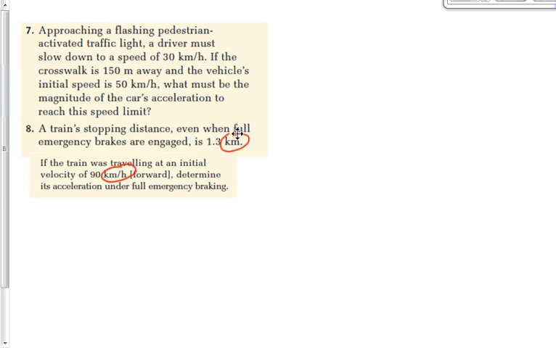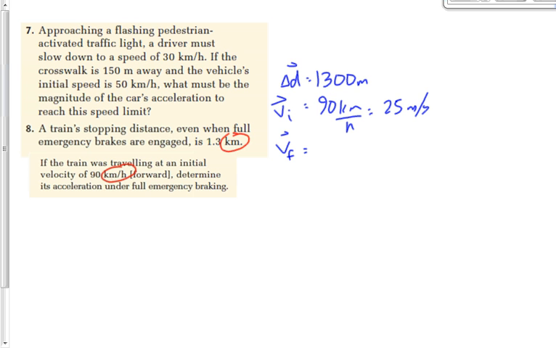Let's write down some givens now. The stopping distance, or the displacement of the train as it's stopping, is 1.3 kilometers, or we're going to say 1,300 meters. VI is 90 kilometers per hour, which will convert to meters per second by multiplying by 1,000 divided by 3,600, giving me 25 meters per second. What V is that? VI or VF? Good. The initial velocity. Now the train stops, so VF would be equal to what? 0. What are we looking for? Acceleration here? I think that's it.